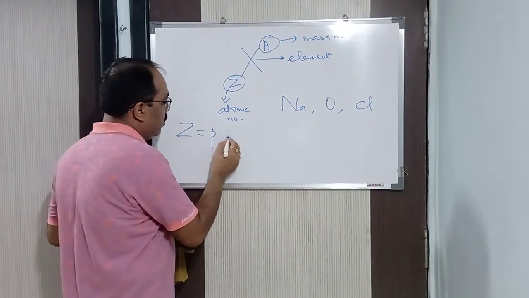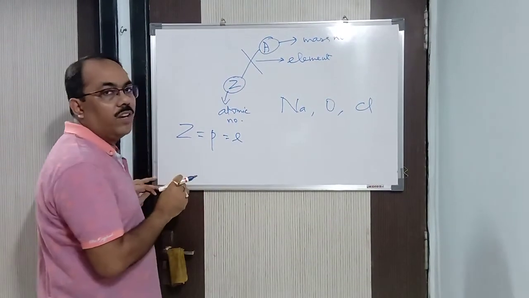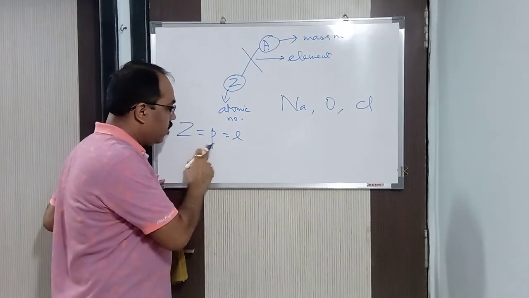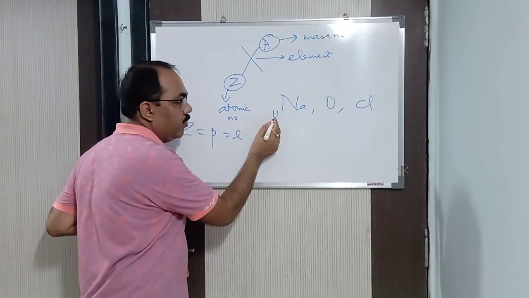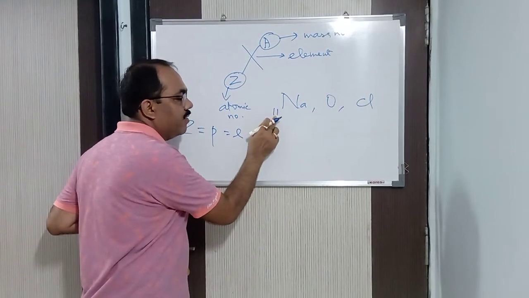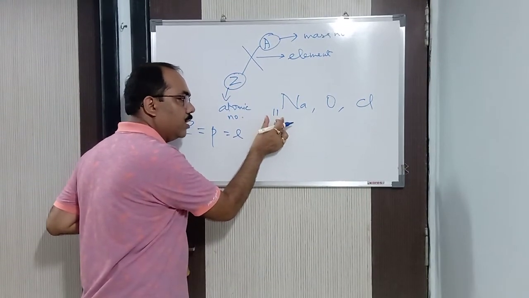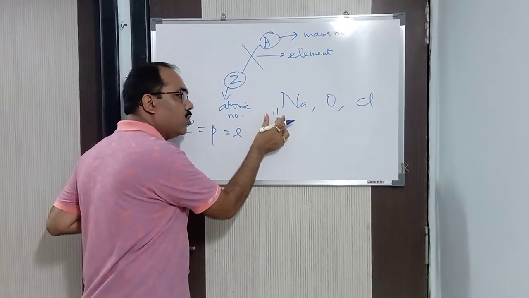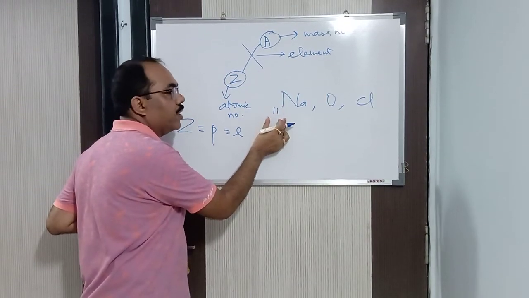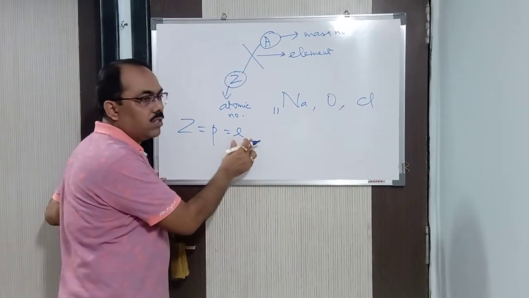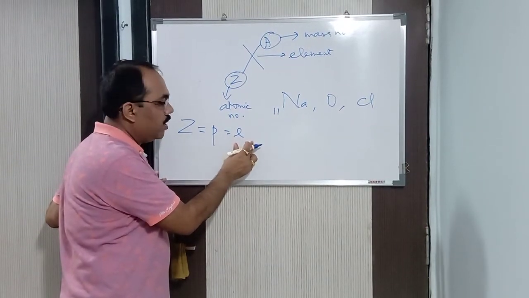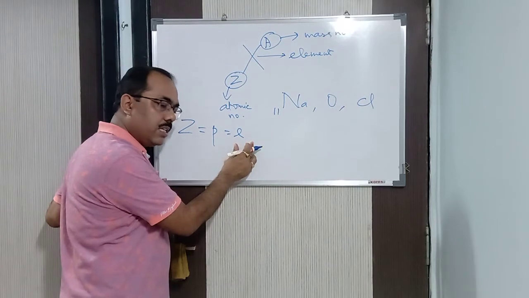Now what is atomic number? Atomic number is equal to the number of protons, which is equal to the number of electrons. Like in the case of sodium, we write it as 11, the atomic number. So when I say 11, 11 is the atomic number. So here 11 protons is equal to 11 electrons. Why? Because an atom is electrically neutral in nature. So the number of positive charges is equal to the number of negative charges. So the number of protons and electrons are both the same.